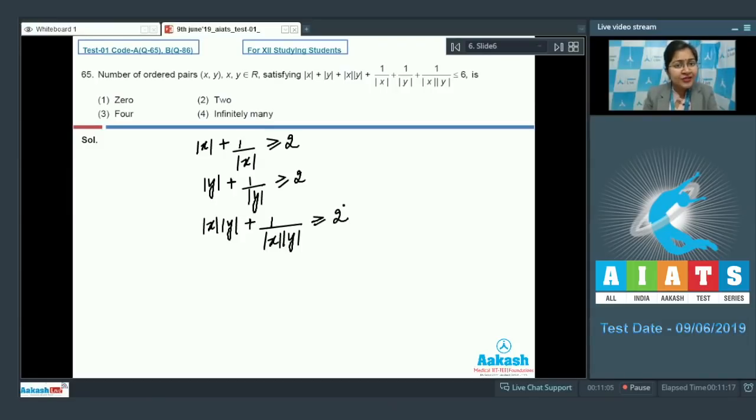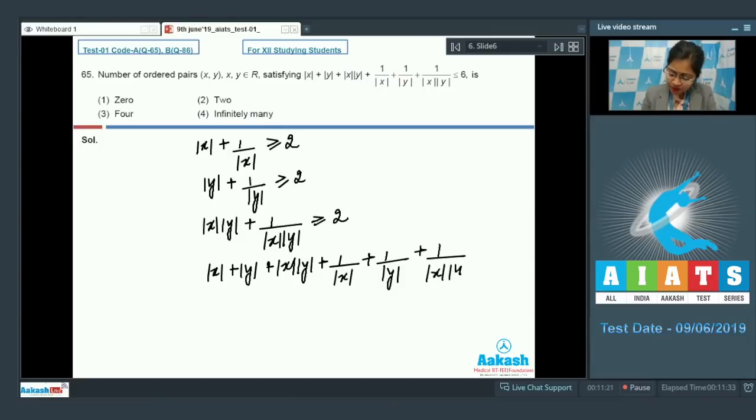Now, if I add all these three, so we will get mod x plus mod y plus mod x mod y plus 1 by mod x plus 1 by mod y plus 1 upon mod x mod y is greater than equal to 6. But in the question, it has been given that it is less than equal to 6, which means that this is equal to 6. Now, this is equal to 6, which means that mod x plus 1 by mod x is equal to 2. Similarly, mod y plus 1 by mod y is equal to 2.